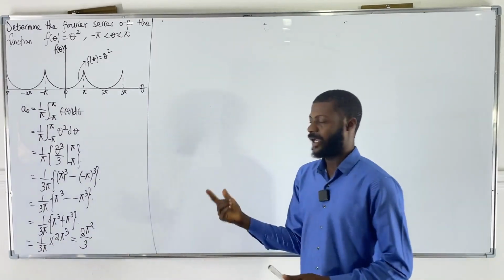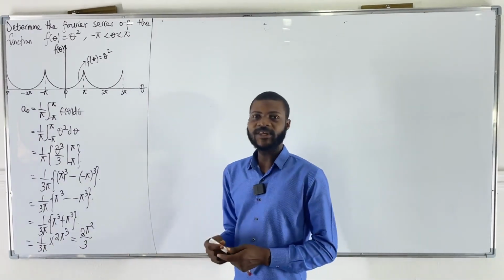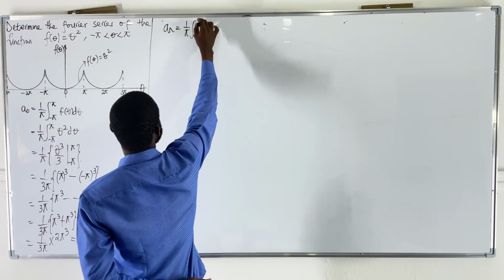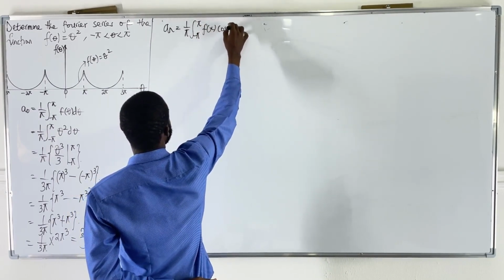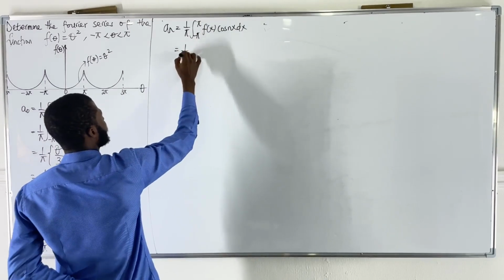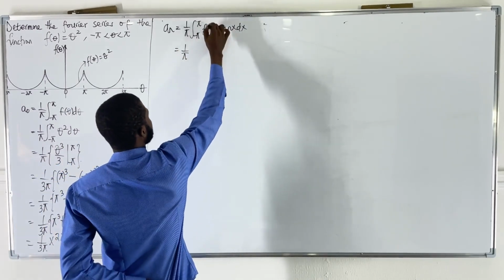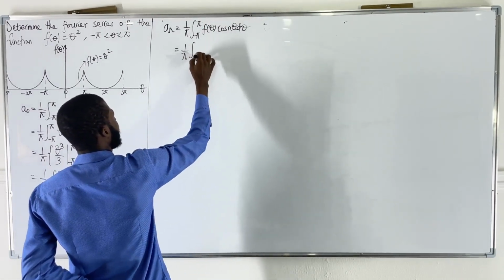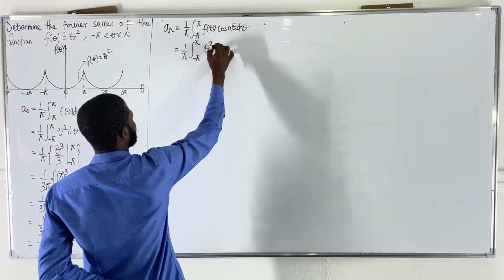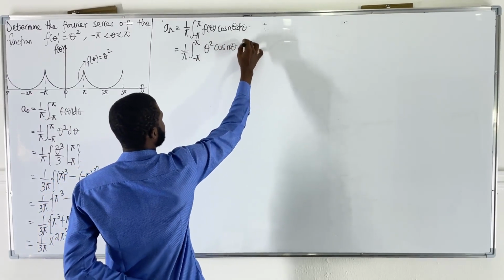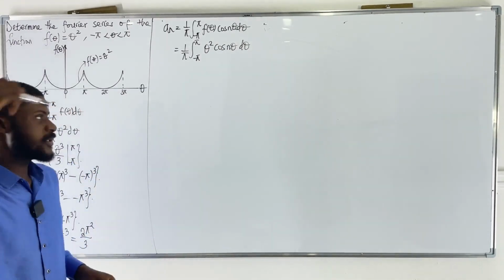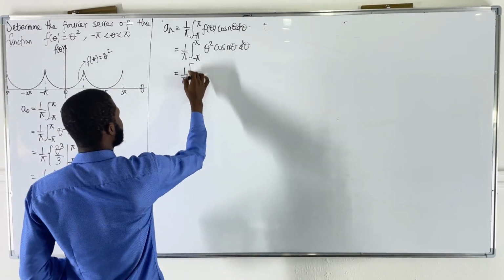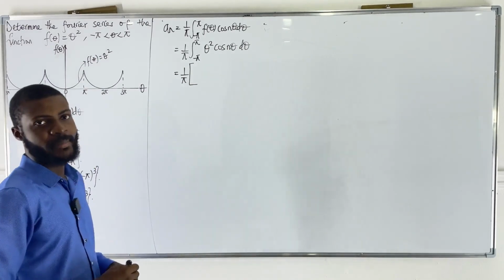All right. So that's my a cubed. That's a naught. So let us find a sub n. So a sub n is 1 over pi integral from minus pi to pi of f of x cos nx dx. So this will be 1 over pi, and this is theta. So this will be the integral from minus pi to pi of theta squared cos n theta d theta, since everything is with respect to theta. Now, this will be 1 over pi. Now let's integrate. To integrate this, we're going to use integration by parts.